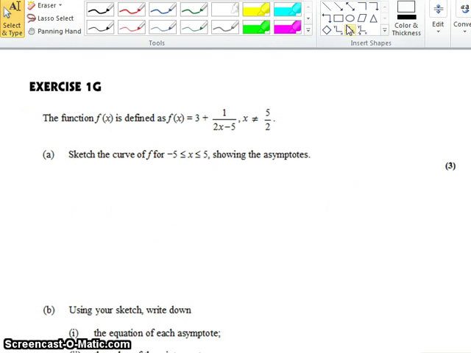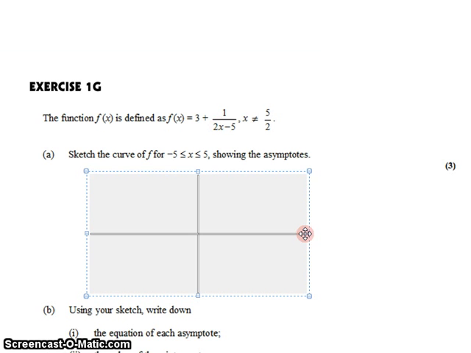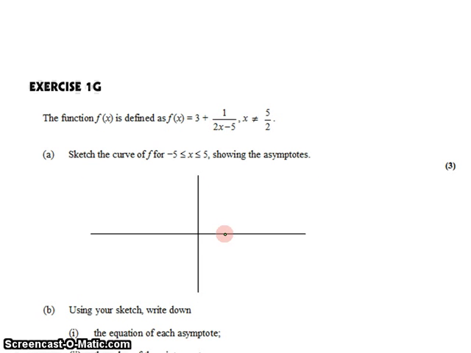Alright, so let's put down some axes here. We're going to go 1, 2, 3, 4, 5, -1, -2, -3, -4, -5. We need to go up a few, maybe 1, 2, 3, 4, 5. 5 should do it. -1, -2, -3, -4, -5. This is our y-axis, and this would be our x-axis.